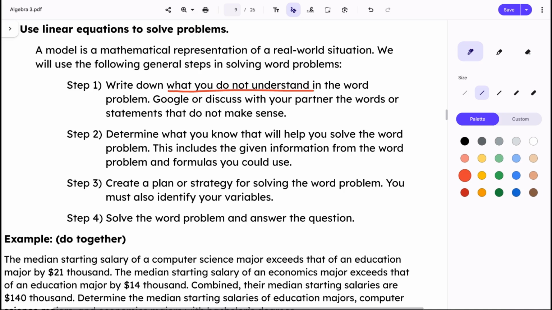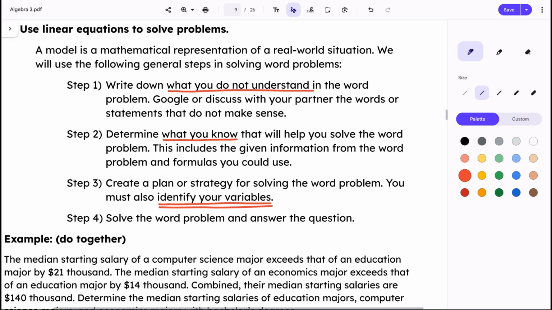Then figure out what you do know. Okay, what do you know about the problem? What information are they providing you with? Are there numbers being used, money amounts or things like that that maybe we actually need to use to help us solve our problem? And then create a plan or a strategy to solve the problem. We also need to make sure that we're identifying our variables. So where does the x go in the problem? If you follow those couple of steps, you'll probably be able to work your way through pretty much any story problem that you encounter.